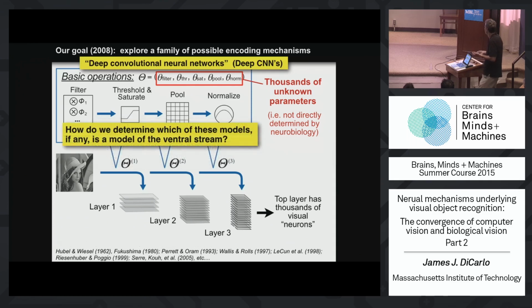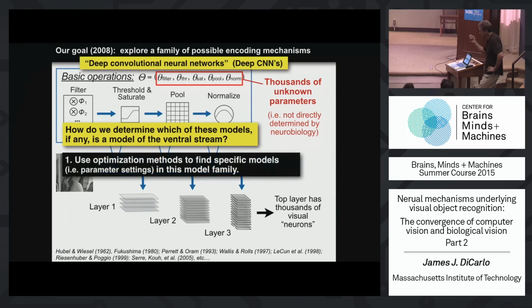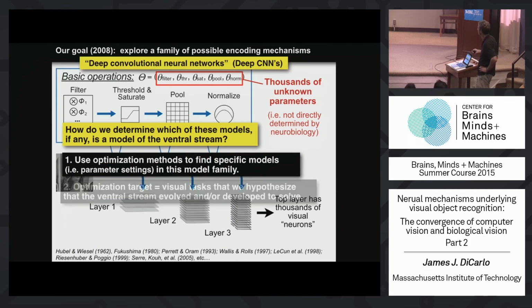So that's nice, but now you have to determine, how am I going to build it? How do I set the parameters? So how do we do that? Well, there's lots of ways you could do it, and I'll tell you the way we chose to do it, which was to just not use any neural data. It was just to use optimization methods to find specific models to set the parameters inside this model class.